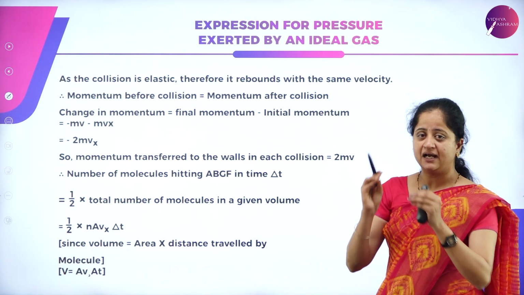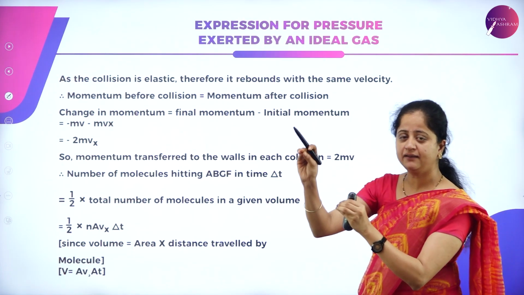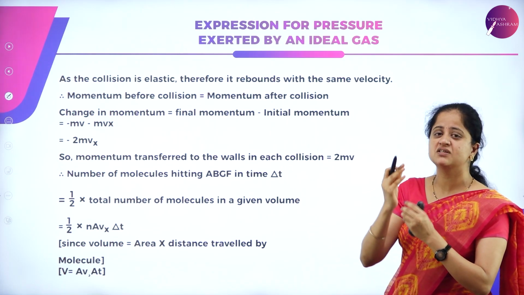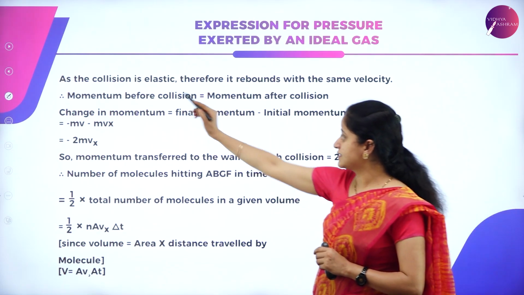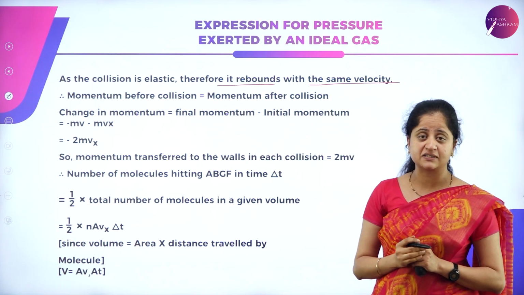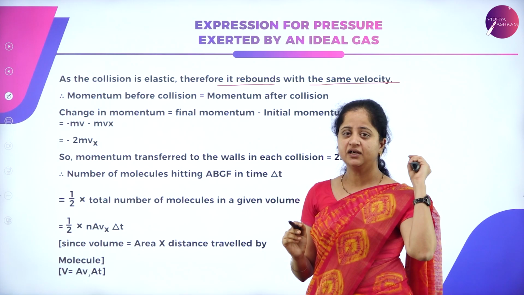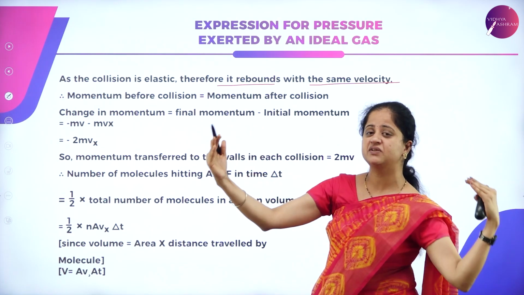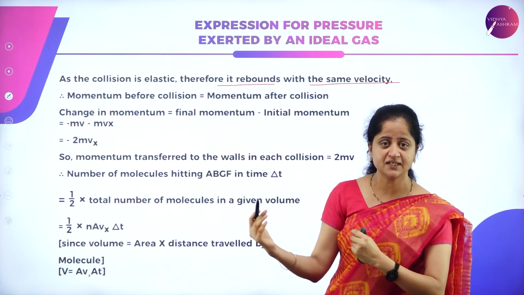Now we know that as the gas molecule goes and hits the wall, it will rebound back because it has elastic property. So as the collision is elastic, it rebounds with the same velocity. The gas molecule moves and hits the wall and it rebounds with the same velocity but in the opposite direction.